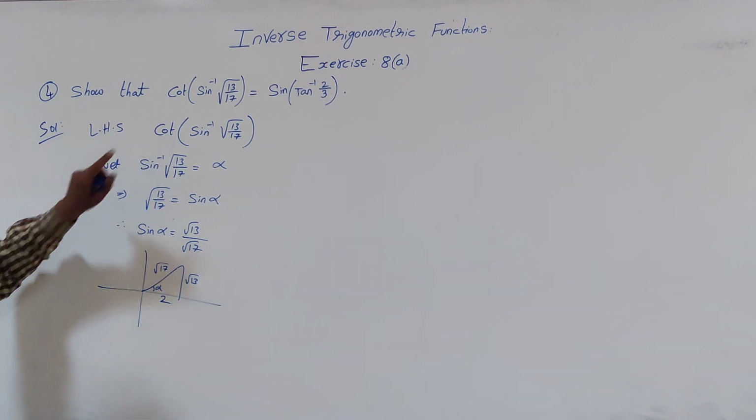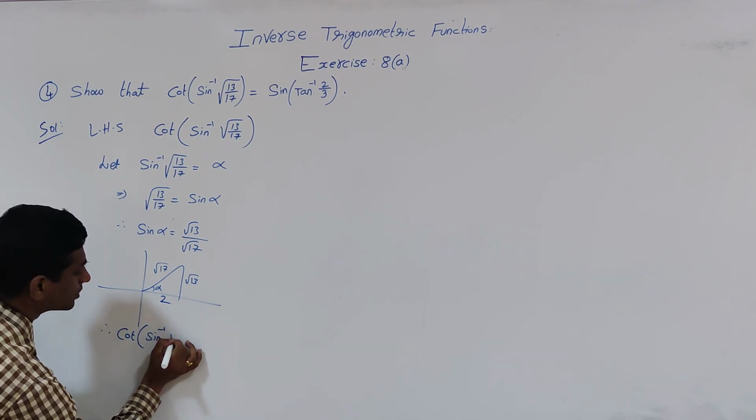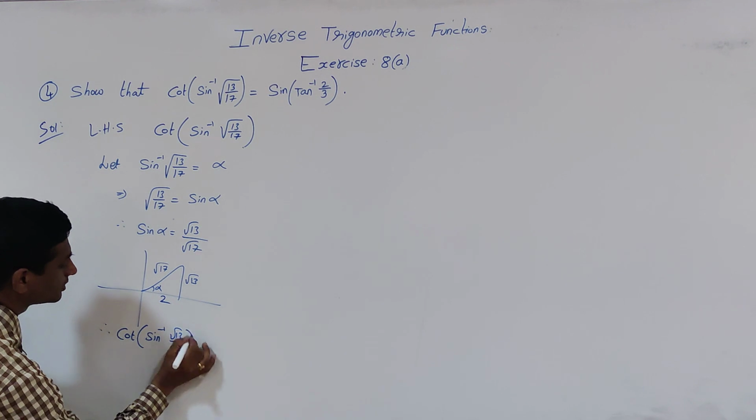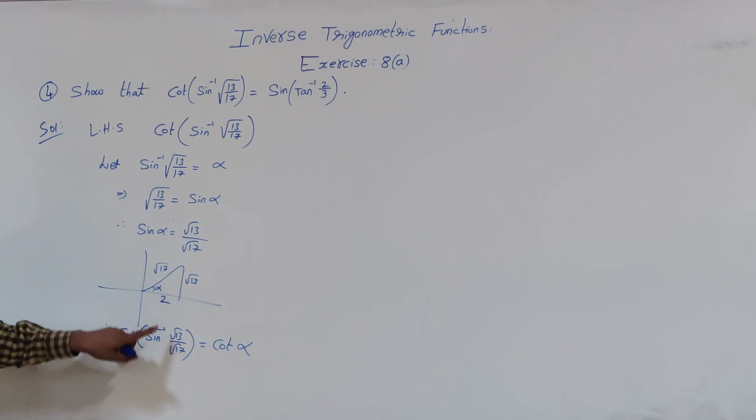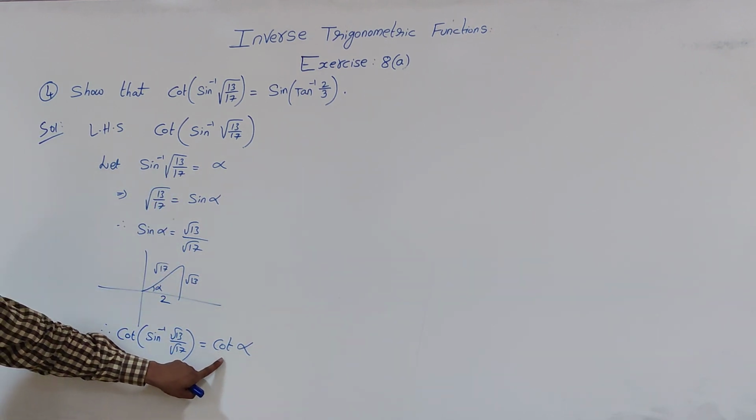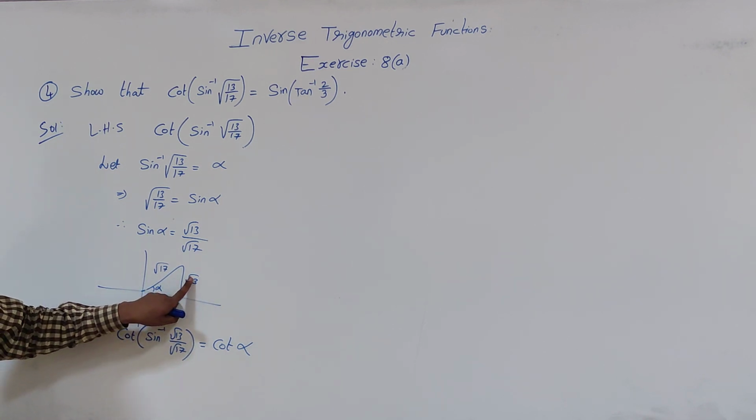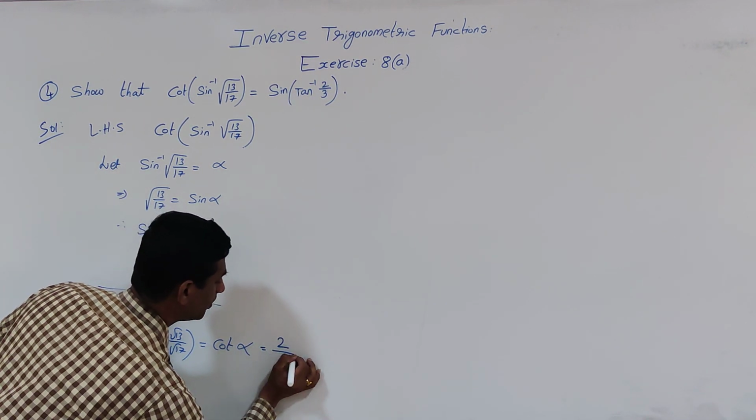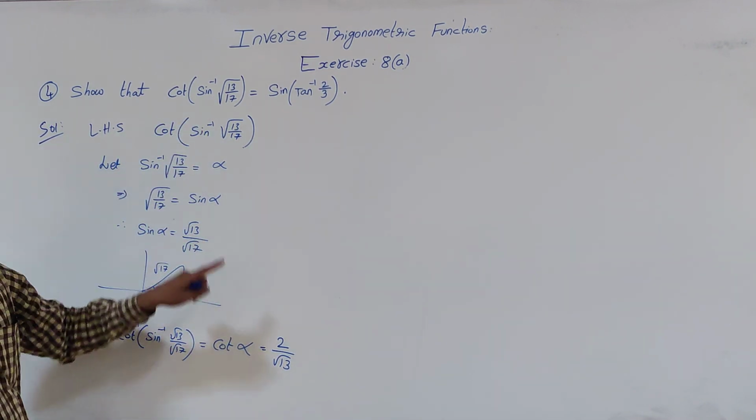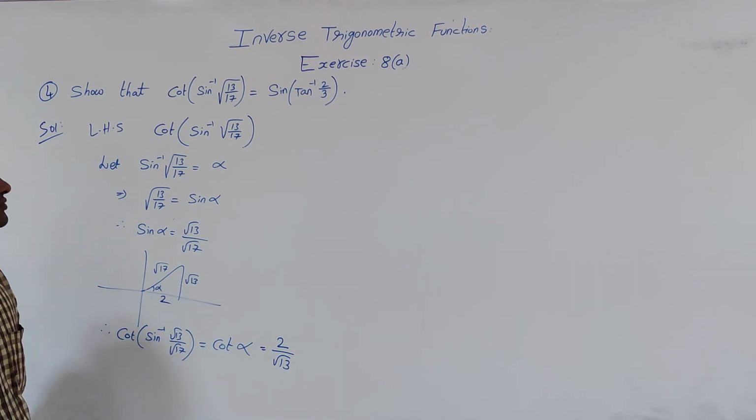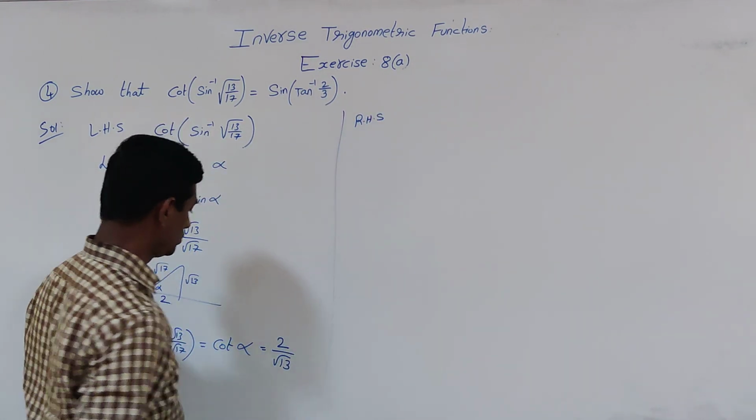Now the question is, what is cot of sine inverse of root 13 by root 17, that is cot alpha, because the entire value is alpha. Now what is cot alpha from this figure? Cot alpha is adjacent side by opposite side, which is equal to 2 by root 13, means the value of cot of sine inverse of root 13 by root 17 is 2 by root 13. Now we'll go for RHS and we'll check whether that is also equal to 2 by root 13.